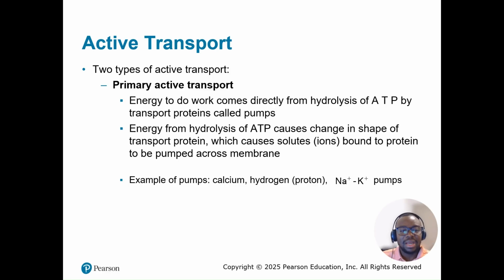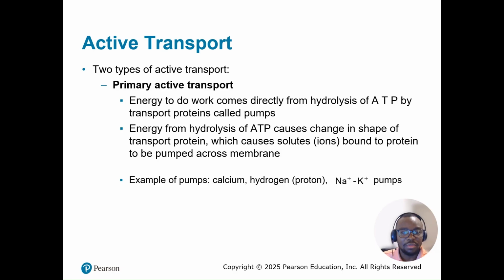Active transport can be divided into primary active transport or secondary active transport. In primary active transport, energy to do work comes directly from hydrolysis of ATP by transport proteins called pumps. Energy from hydrolysis of ATP causes a change in shape of the transport protein, which causes a solute such as ions bound to the protein to be pumped across the membrane.